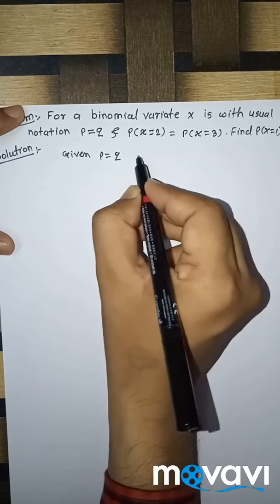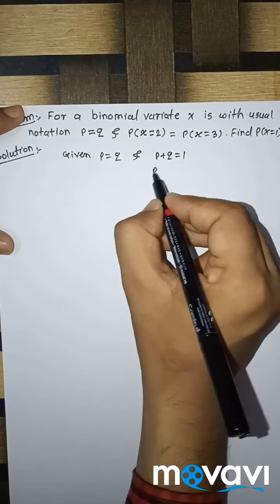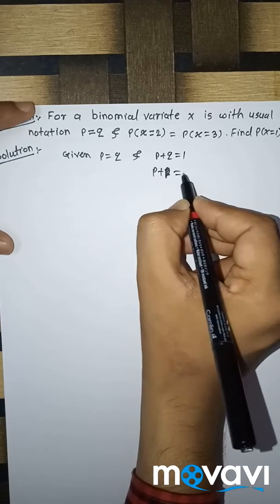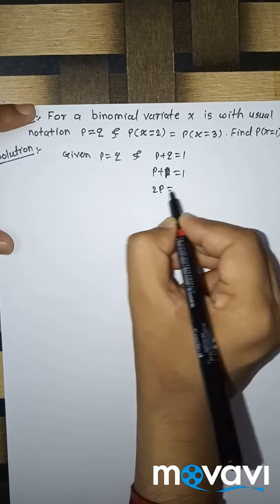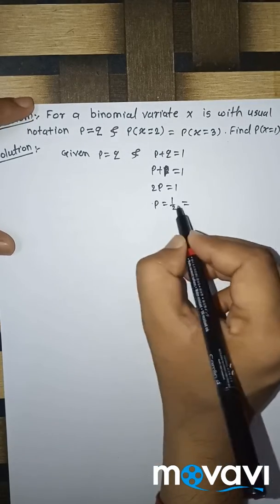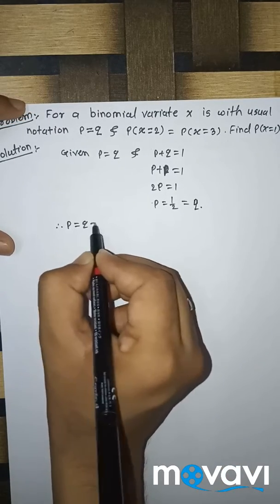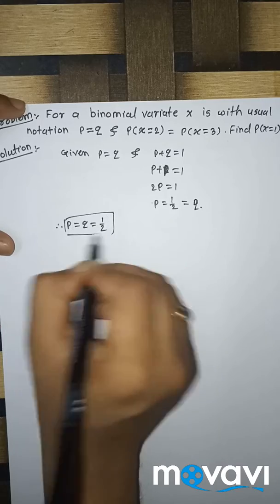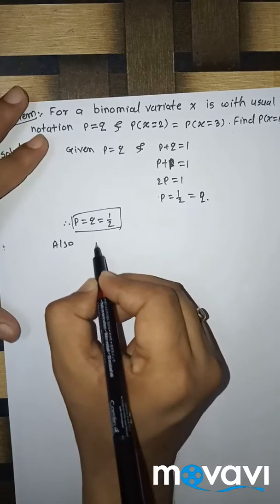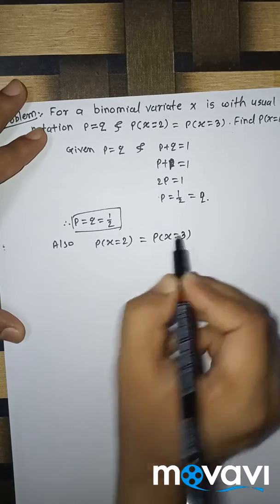p is equal to q and we know that p plus q is 1. Here p is equal to q, replace q by p, then we get p plus p is 1, means 2p is 1, means p is half, and p is equal to q, therefore p is half and q is again half, therefore p is equal to q is equal to half. Also given, probability of X equal to 2 is equal to probability of X equal to 3.